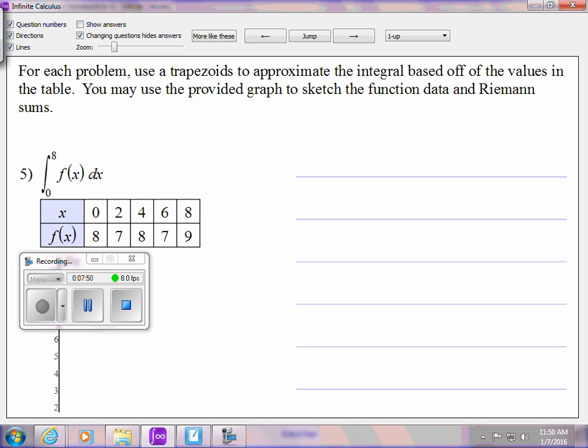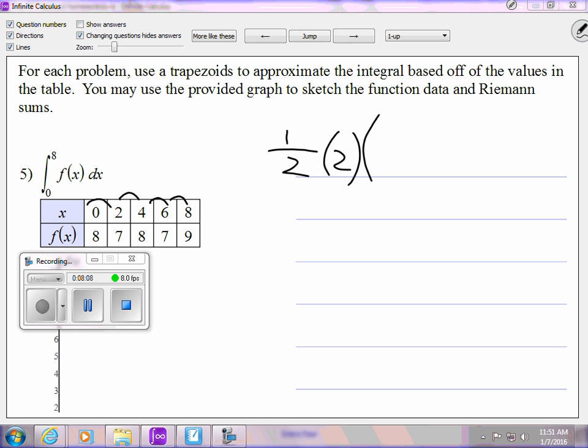Okay, number 5. First thing you got to look for is the height. Is it going to be the same for all the trapezoids? Yes, so you can factor it out. So what goes out front? 1/2, and what is that height? That common height is 2. See how they're all different by 2? That's the height. Now, when you have the common height, remember we're going to add up the bases and all the internal ones are going to be doubled.